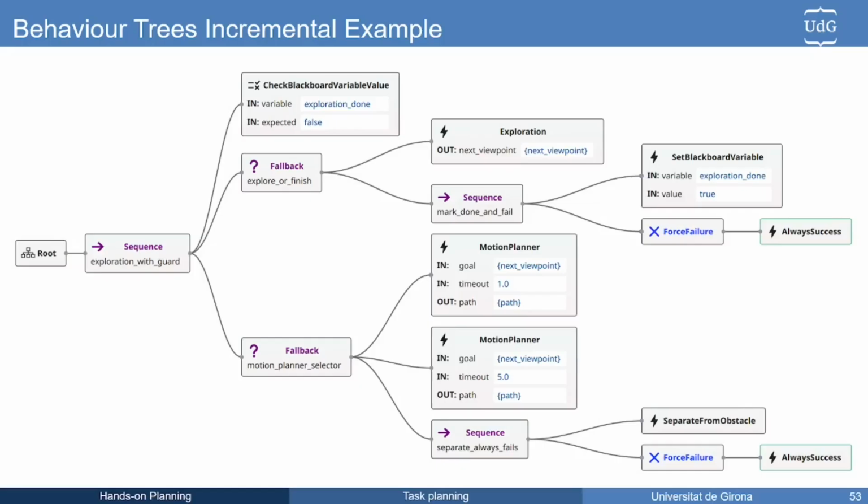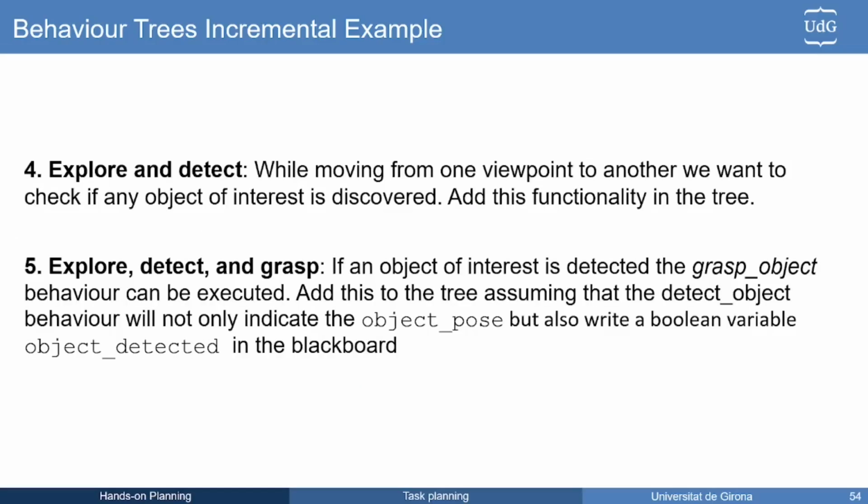Okay? Then this is what I tried to solve here. You see it's exactly the same structure, just adding this fallback here, calling the motion planner for 1 second, calling the motion planner for 5 seconds, and then executing the separate from obstacle, ensuring that it will always fail. Only that, okay? This is all the exploration part. But here we are not checking for the obstacles, grasping the object and these things. Let's see how we have implemented that.